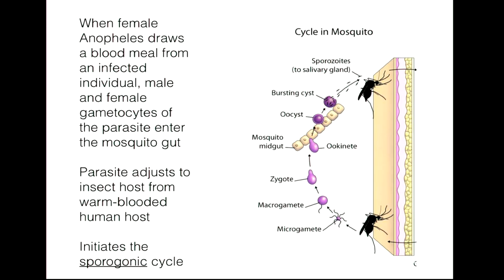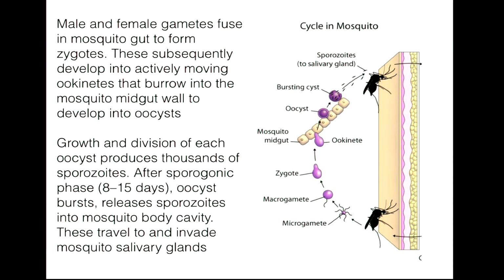So this is the microgamete and macrogamete, becoming a zygote. All of this happens in the midgut, then it leaves here and then reaches the salivary glands. So there's a complex process of microbiology that happens inside the mosquito. Once they fuse in the mosquito gut, they form zygotes. That is the stage here. These develop into ookinetes that actually move around and burrow into the mosquito midgut wall to develop into oocysts. So this is the oocyst here. This grows and divides and bursts, and after this phase, which is 8 to 15 days, it releases the sporozoites into the salivary gland, and that goes back when you bite again.